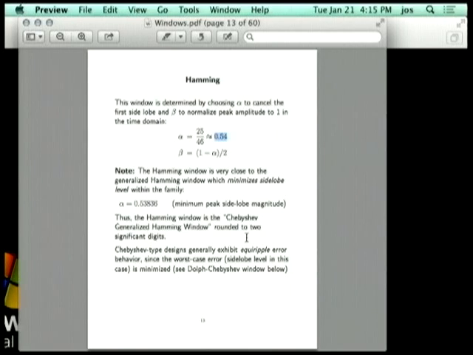Now, just to show you how close it is to the optimal Chebyshev member of the family, here is the alpha that you get if you actually minimize the side lobe level within the family. And if you round that to 2 digits, you get the definition of the Hamming window. So I'm very comfortable thinking of the Hamming window as the Chebyshev generalized Hamming window. So within the family of generalized Hamming windows, it's the one that gets as close as it can to Chebyshev.